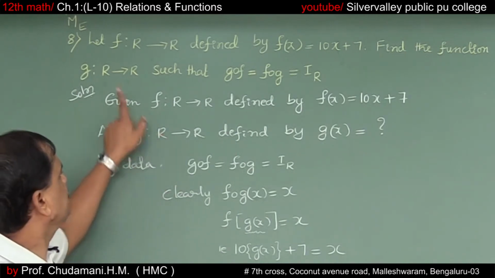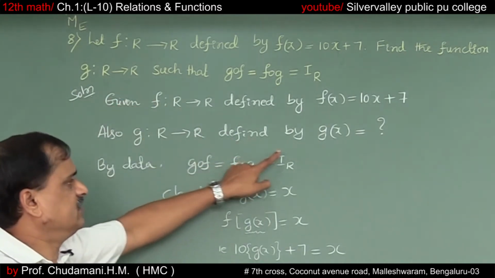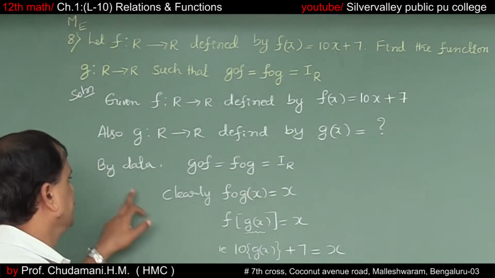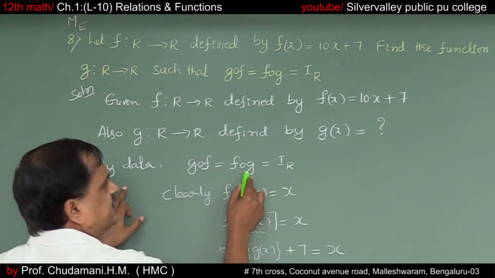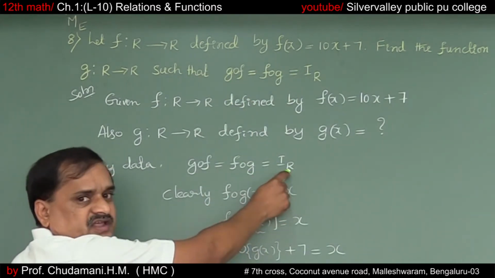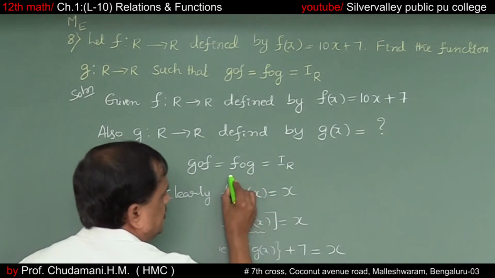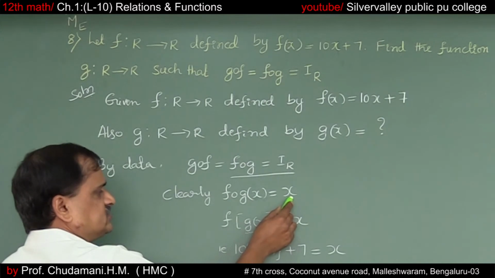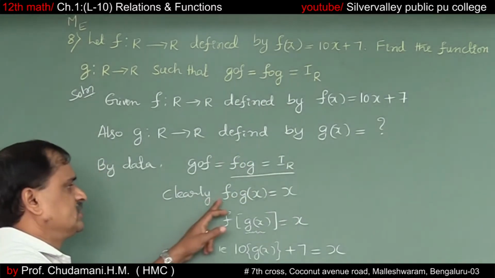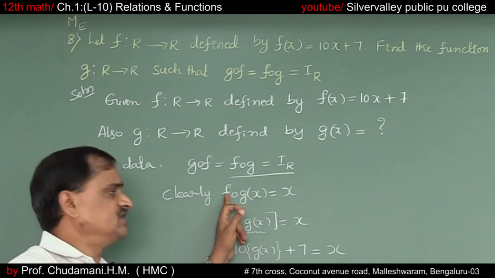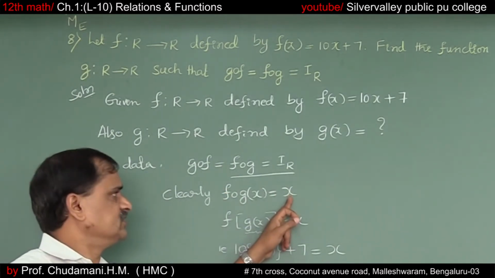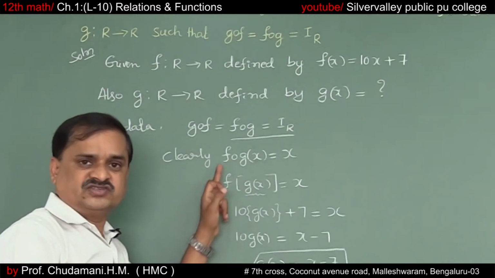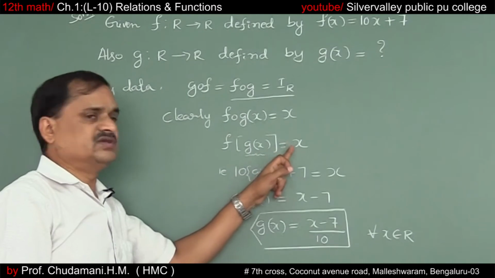Also g from R to R defined by g of x is question mark. You are supposed to find g of x actually. By data, gof is equal to fog is equal to the identity function on the set of real numbers. Let us consider fog of x is equal to x. Only this part. So clearly the composition of g and f is an identity function on the set of reals x. So this can be written as f of g of x is equal to x.